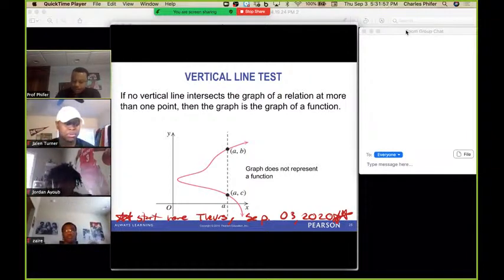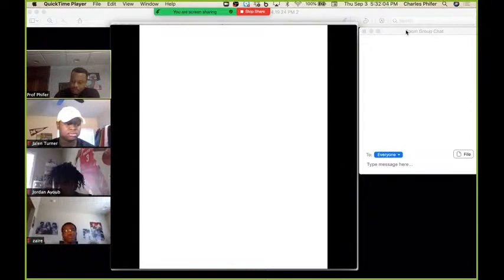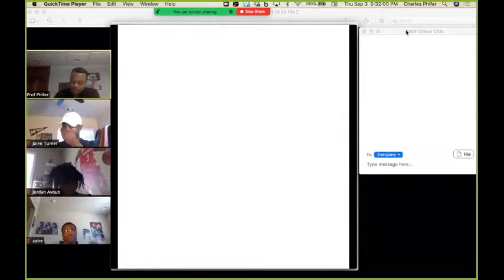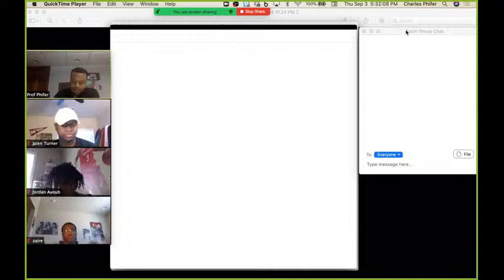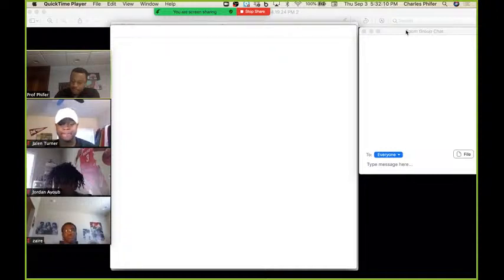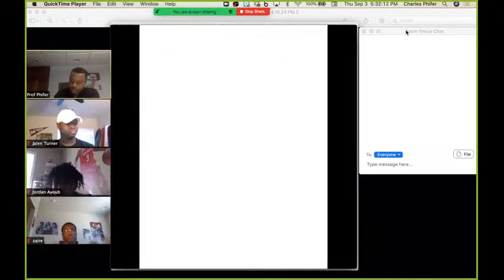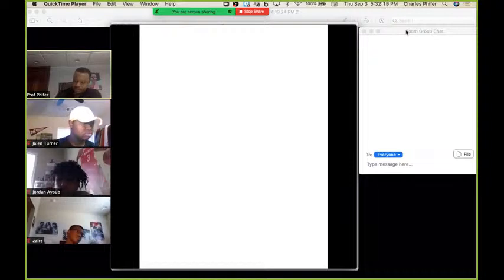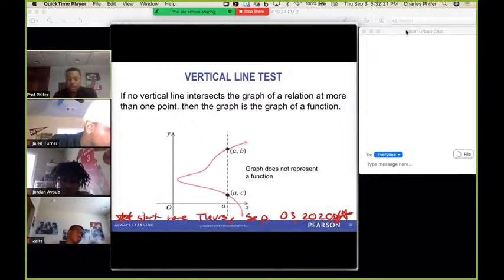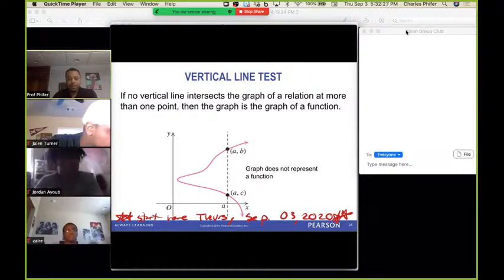Is this the right one? Yeah, this is the right one. Okay, new single page, and we left off here. Okay, so we'll start here today. So we're going to close out section 1.3 today. I think this is section 1.3 on functions.